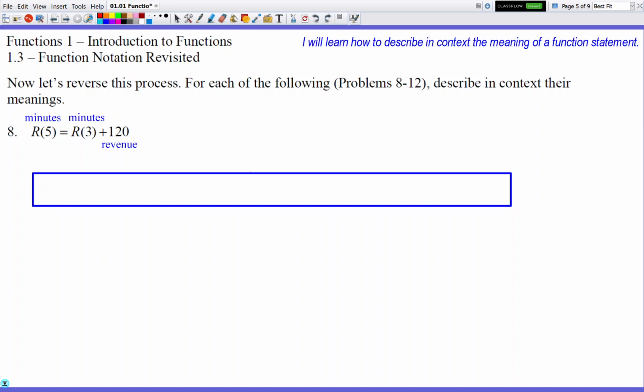And that's kind of like what we did in the first 7 problems. So we're translating it into math, from English to math. Now we're doing the exact opposite. We're given the math and we want to translate it into English.